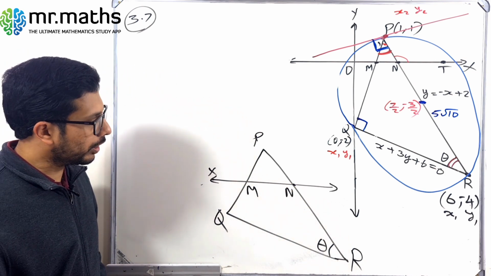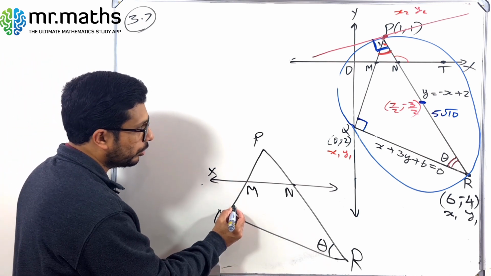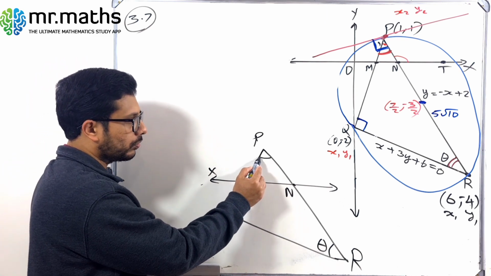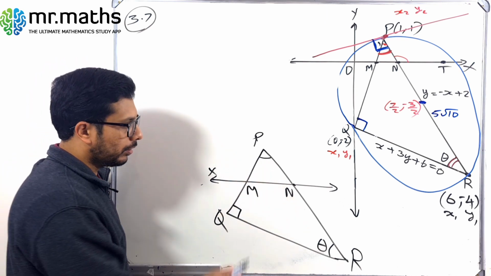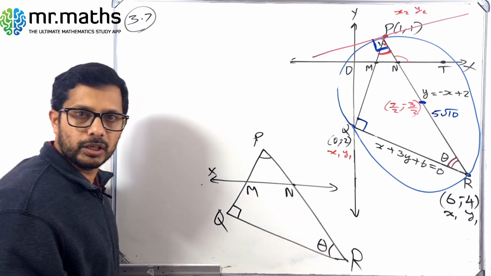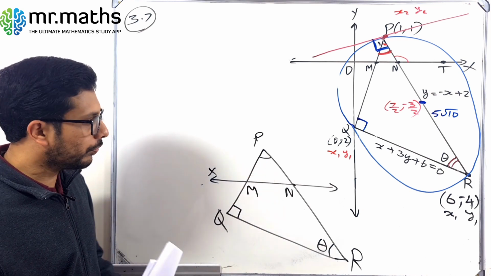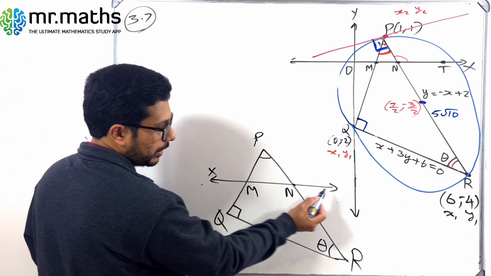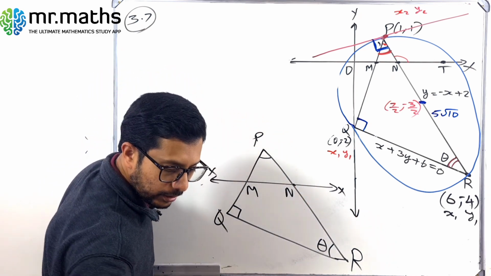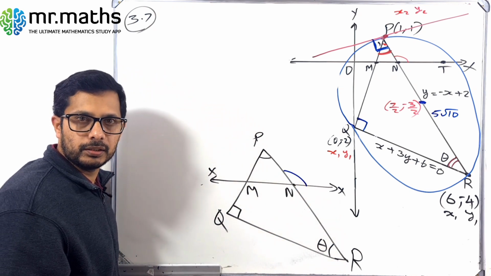Now to find this theta, we know that this angle Q is 90 degrees. So if I can find angle P also, then we can apply the sum of the angles in a triangle and find the value of theta. So how can I find this angle P? This is the x-axis, am I right? And this external angle is the angle of inclination, am I right?